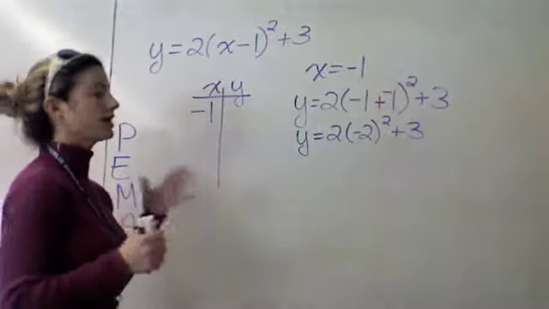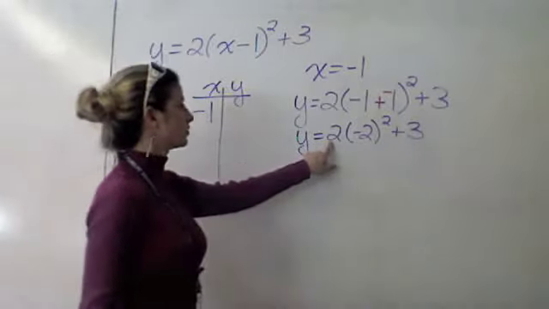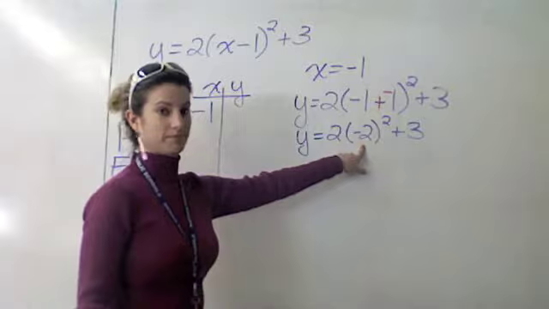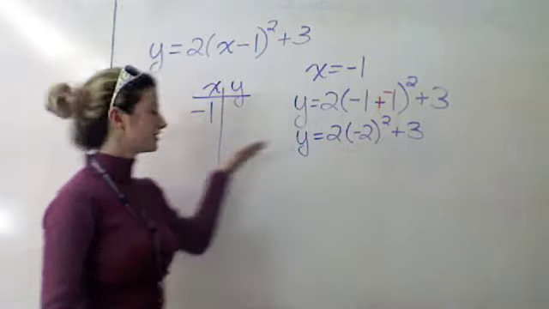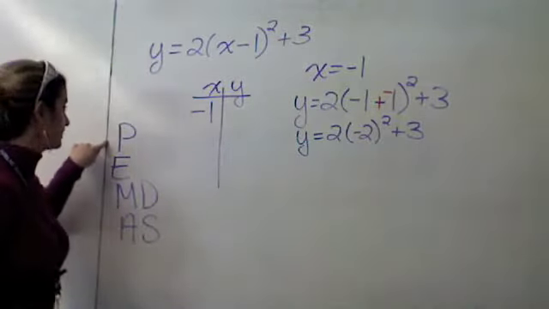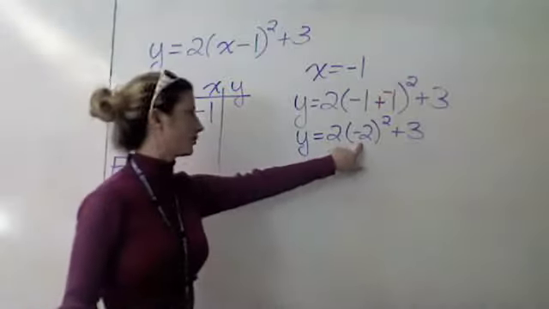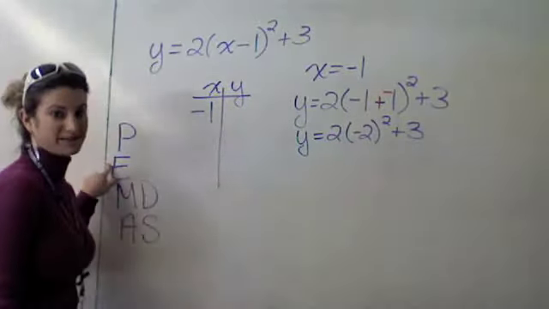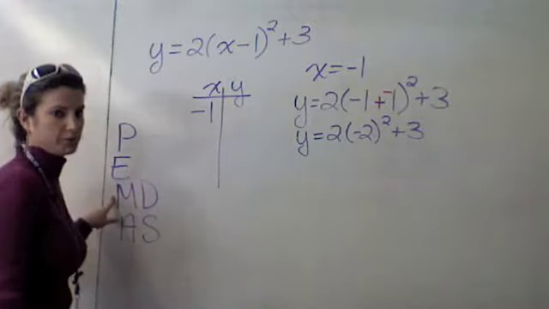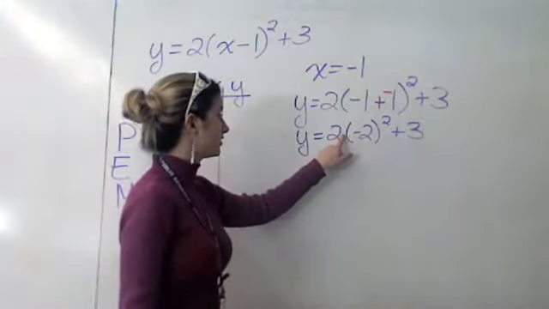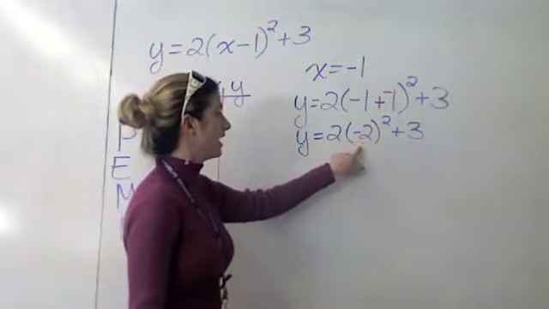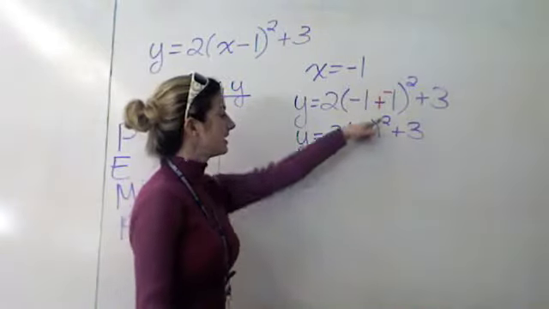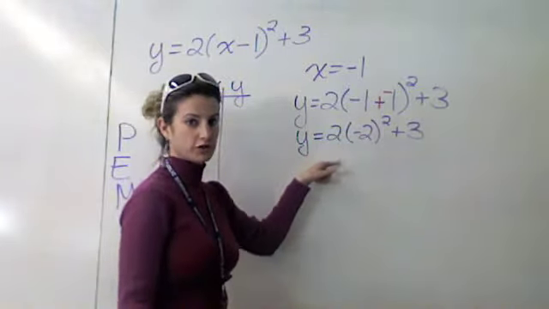Now, here is where I see some mistakes. I've seen students want to multiply this in, okay? You can't do that because look at our order of operations. Parentheses comes first. We've taken care of everything in parentheses because now we just have a constant, just a number. Exponents comes next, then multiplication. This is multiplication here. This is 2 times negative 2 squared. So we need to take care of that exponent first, okay?